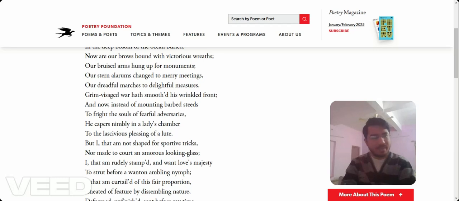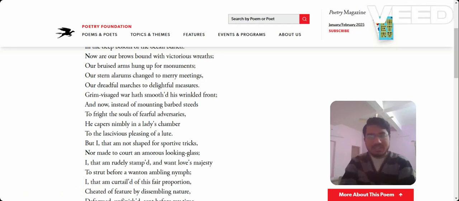But I, that am not shaped for sportive tricks. Because of his physical deformity, he says that I am not able to have any fun. I am not able to enjoy any of this, nor made to court an amorous looking glass. I cannot even stand before a mirror, that is a looking glass, because I am so ugly looking. I am so physically strange that it is frightening even to stand before a mirror.